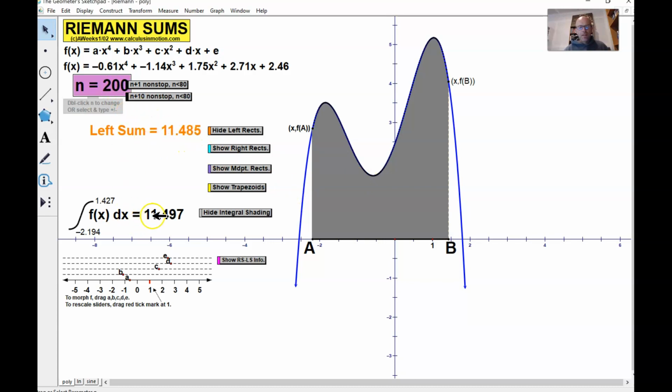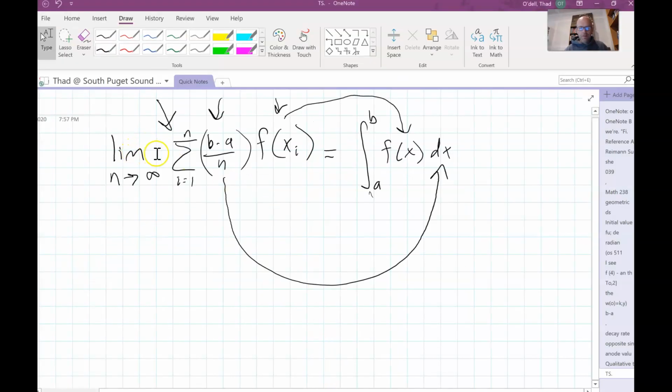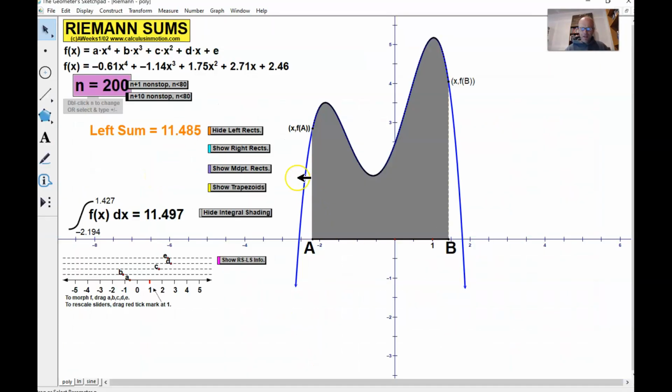So in order to get the actual area under the curve, that's why we need this limit process, that we're going to let the number of rectangles approach infinity. But the point that you just saw is that the right-hand sum gets closer.